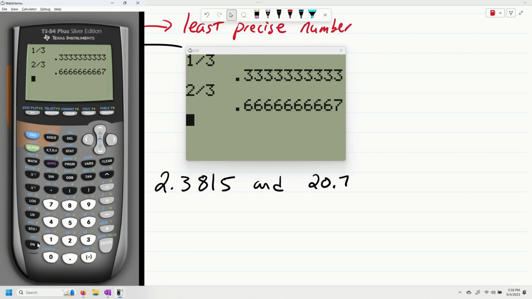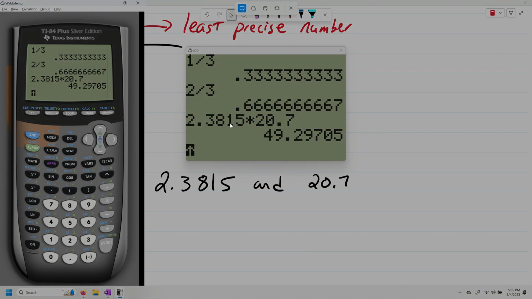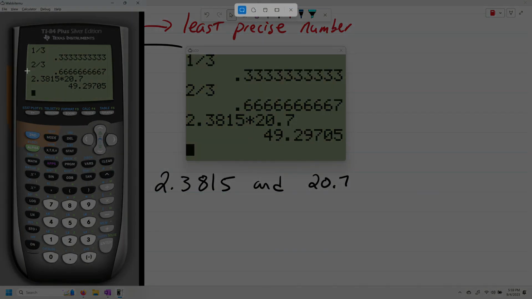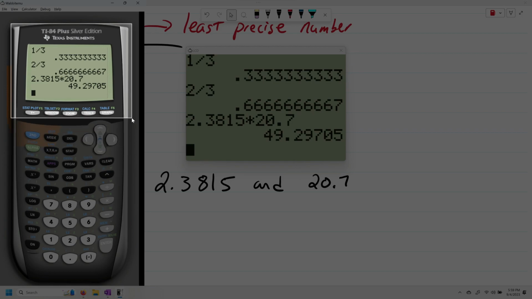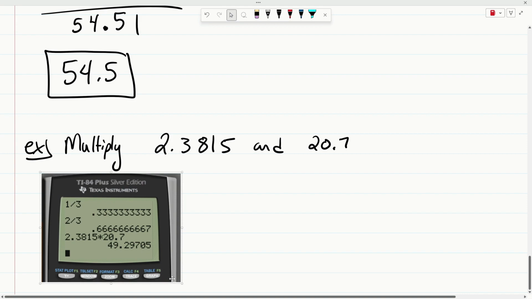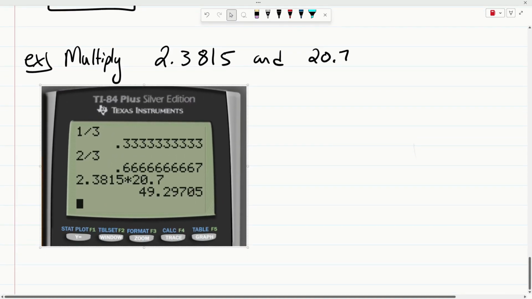Like I said, I took the table out of your book, so I just went to the book. If anybody wants to know how I copy and paste things into our notes, just send me an email and I'll show you how I do it. So we got 2.3815 times 20.7. All right, so here's our result. Actually, I don't like that. I'm going to use the calculator one. All right, so here's the result, all right?